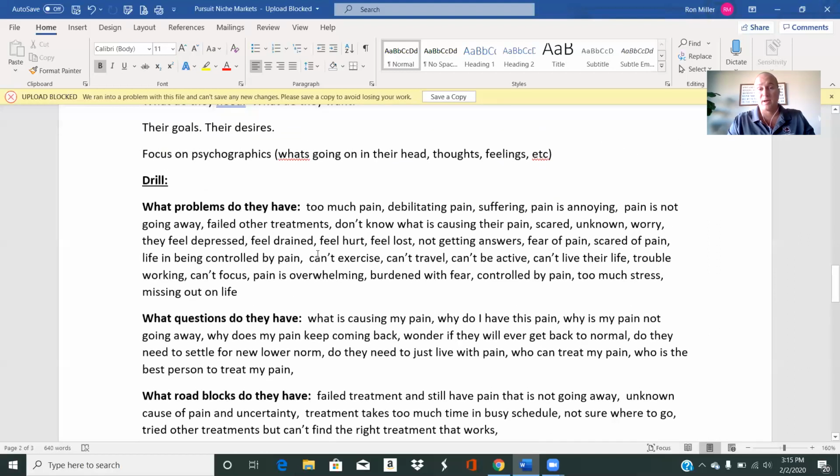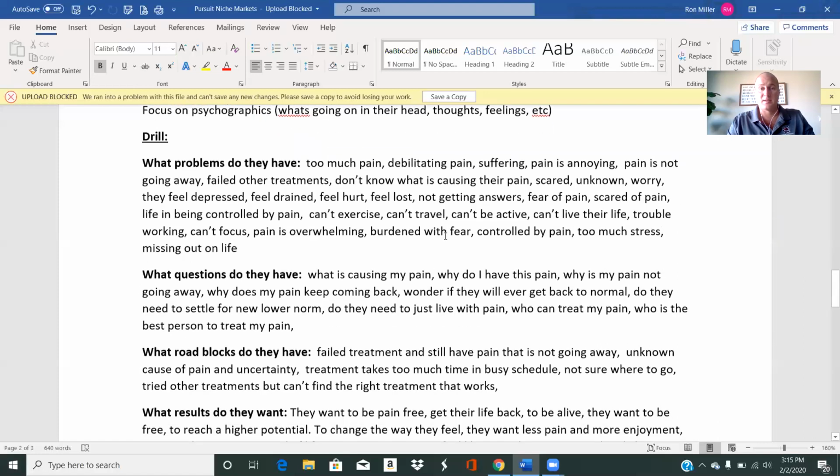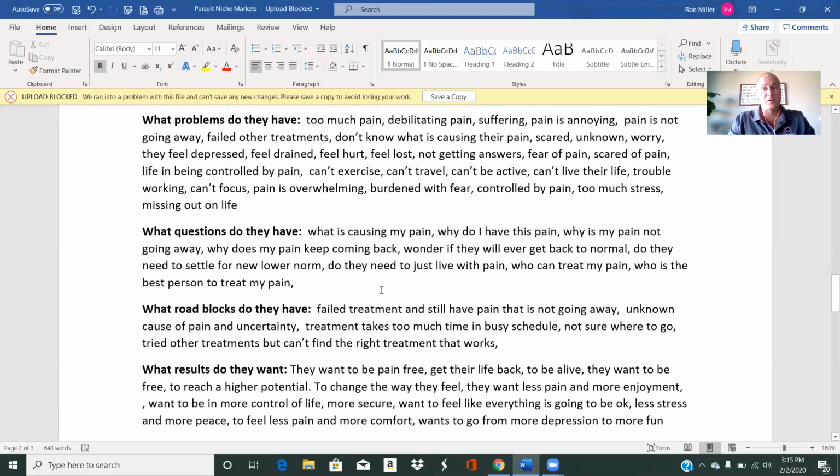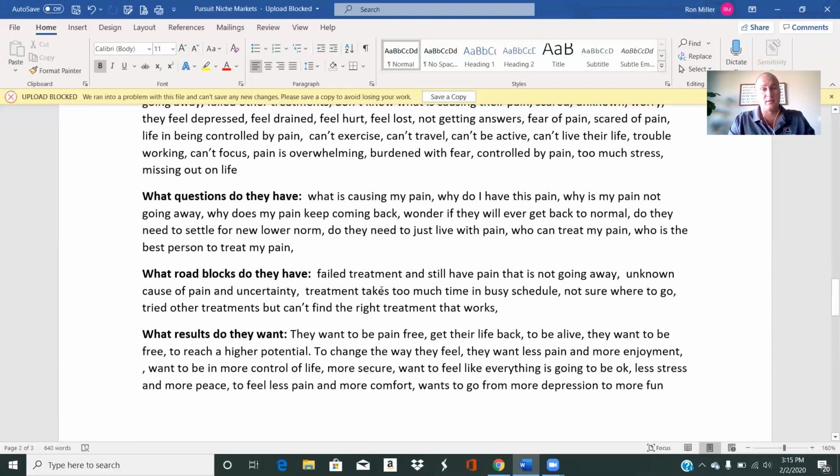So for example, in problems, notice I didn't put like can't afford treatment. That's not a problem that my ideal patient has, okay? Because they're not necessarily affluent, but they're highly educated, middle to upper class, and they want quality, okay? So they're willing to pay for quality, okay?